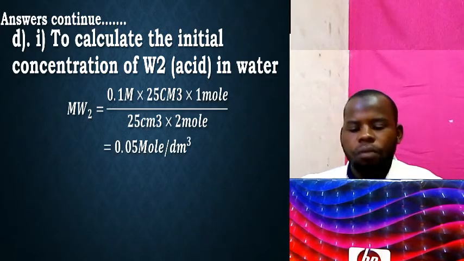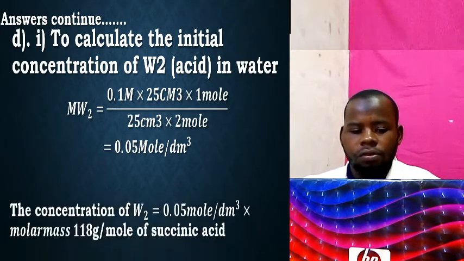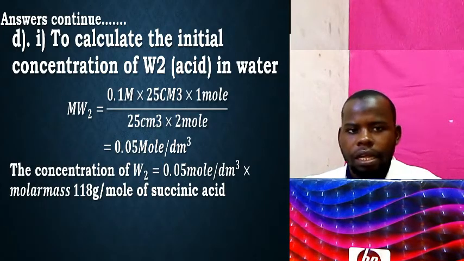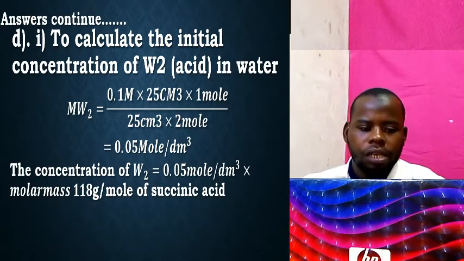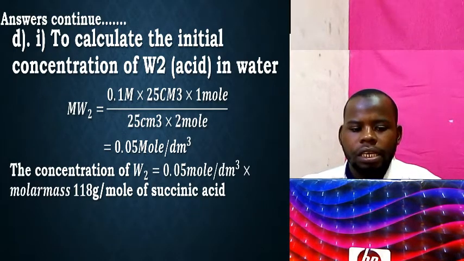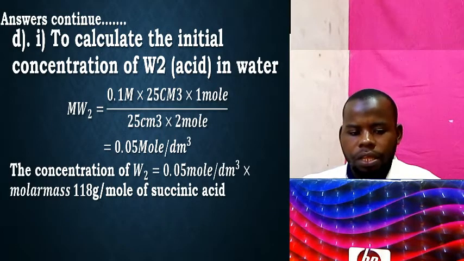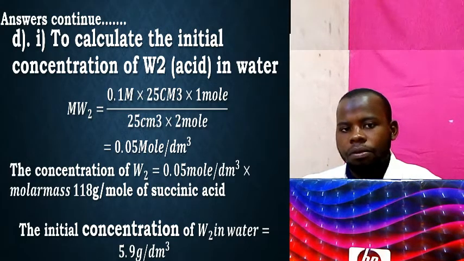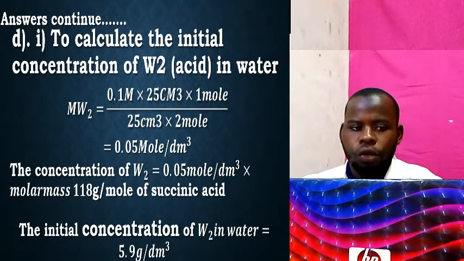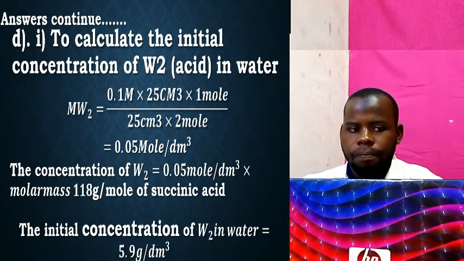The answer is 0.05 mole per decimeter cube. That is the molality. So in order to get the concentration, we have to multiply the molality by the molar mass. The molar mass of succinic acid is 118 gram per mole. So when you multiply, the initial concentration of W2 in water is equal to 5.9 gram per decimeter cube. That is the answer for the first question.